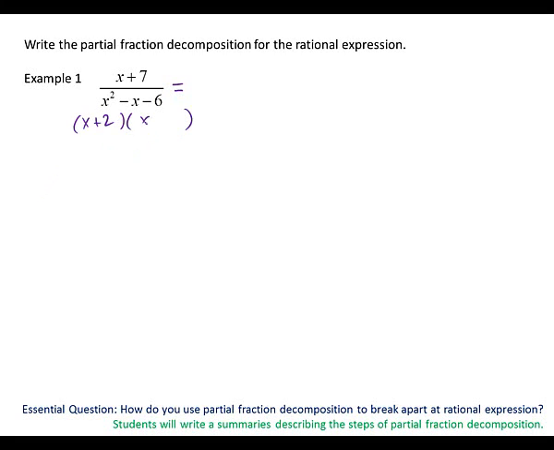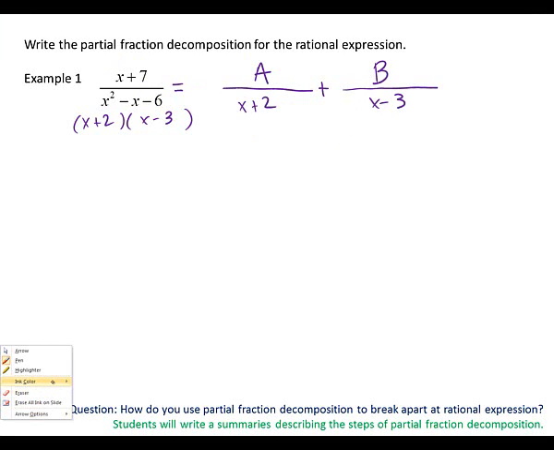X plus 2, x minus 3. Do we all agree with that? Yeah. Okay. So what we do with this, and this should be familiar once we start doing it, okay? We put x plus 2 under one and x minus 3 under the other. And then I need to figure out how this x plus 7 breaks up. So right now I put an a and a b on the top. Okay. The next thing I'm going to do is I'm going to multiply everything by that denominator.